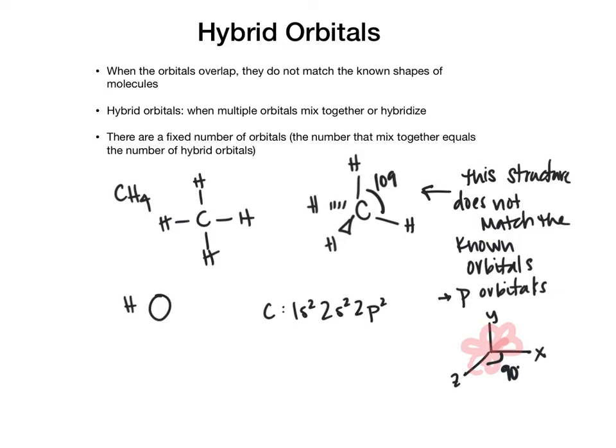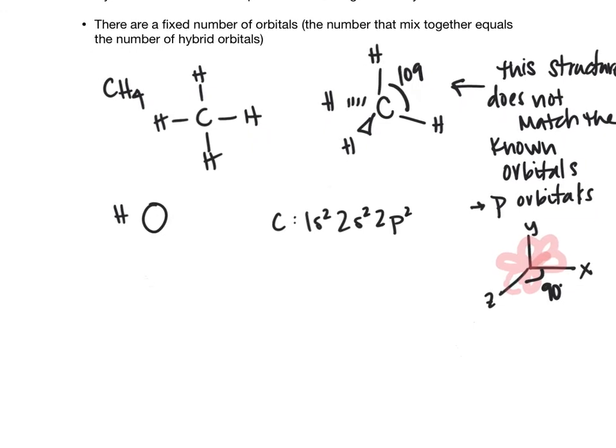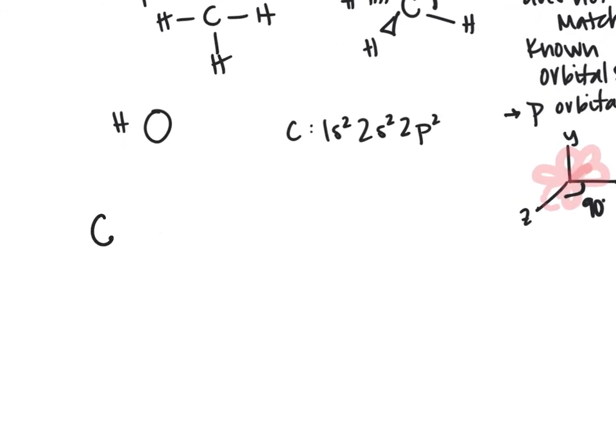There's a fixed number of orbitals, so the number that mixes together equals the number of hybrid orbitals. So let's think about how this molecule is created. We know that we are going to have 4 equivalent orbitals. So let's look at this. For carbon, we have the 1s, the 2s, and the 2p orbitals. So we have a structure that looks like this.